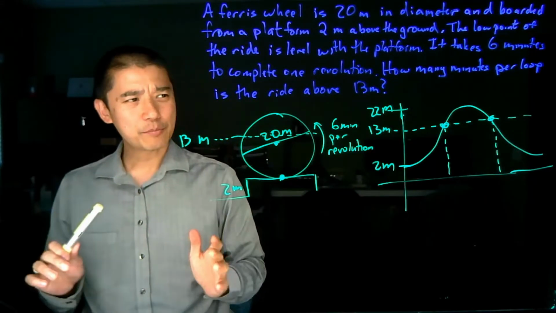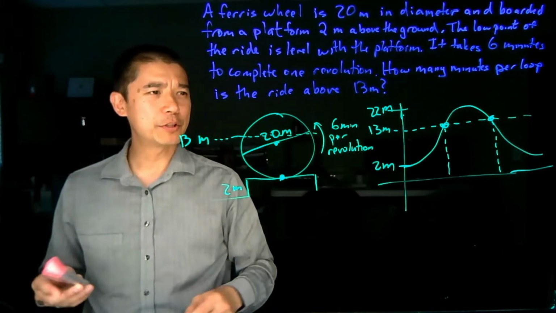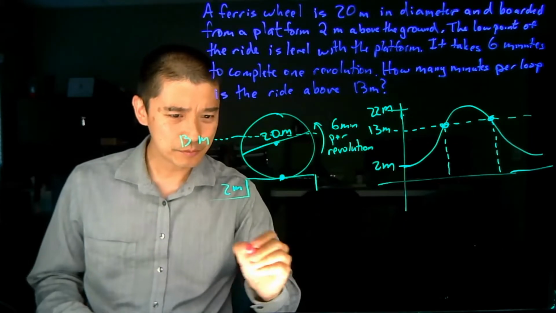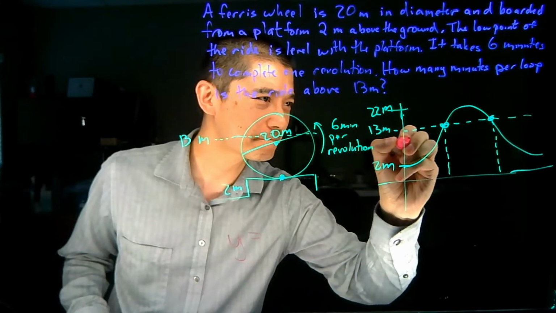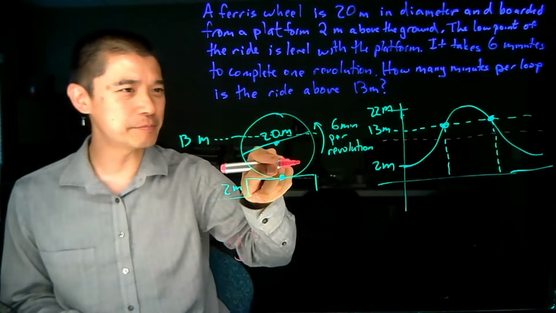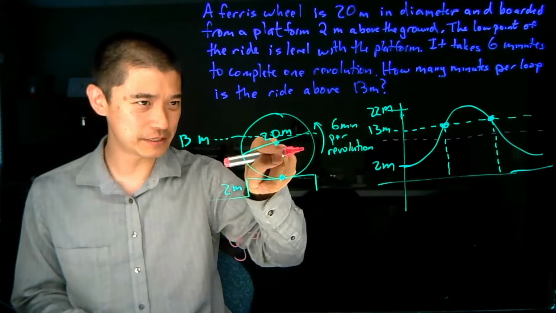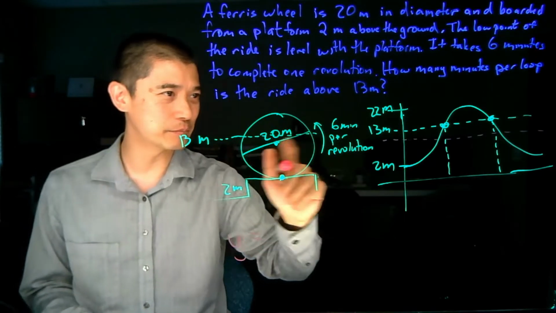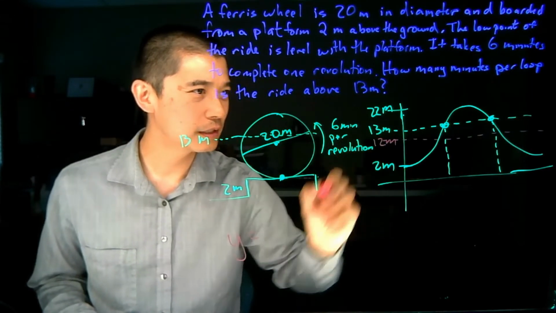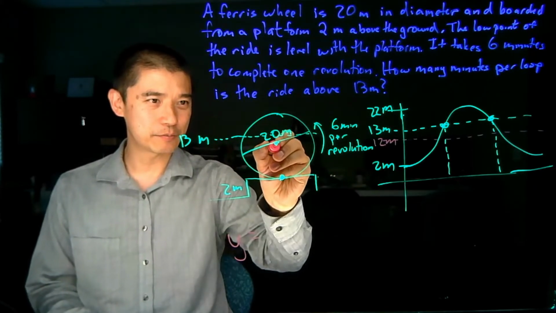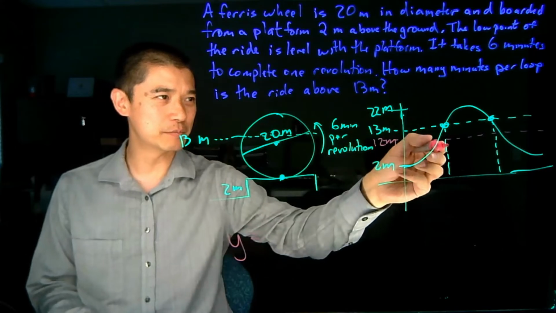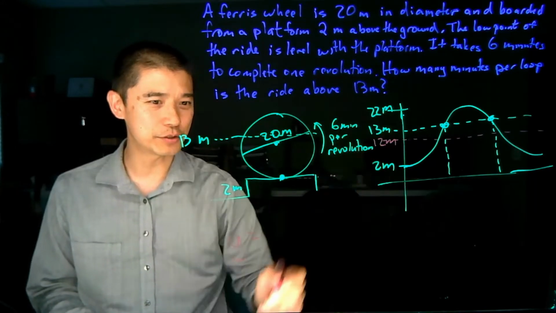Okay, well, just like with the previous one, we now have a graph. We need to come up with an equation for the graph. So y equals, what do we need to think about? Well, our midline. The midline is going to be at the center of the Ferris wheel, which is going to be 10 above the platform, so it's going to be 12. Our amplitude is going to be 10, because from the center to the top or center to the bottom is going to be 10, so 12 to 22 or 12 to 2.